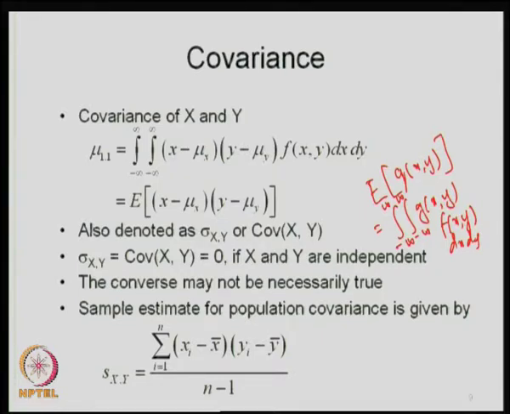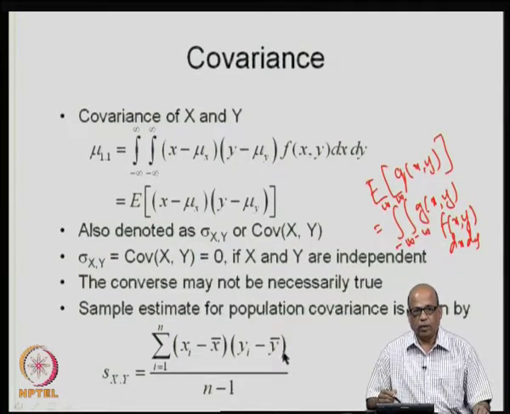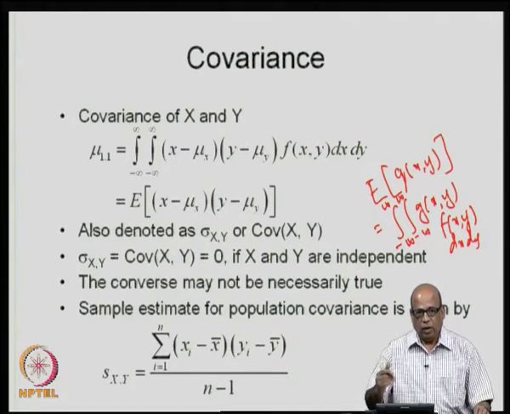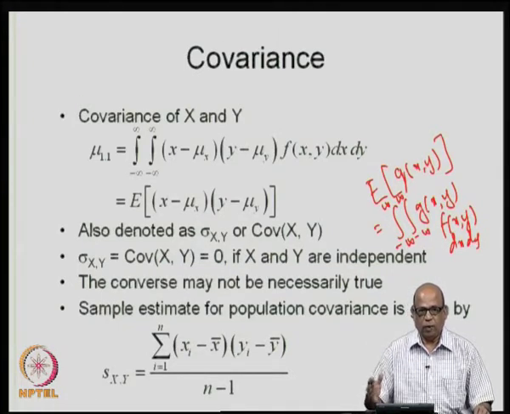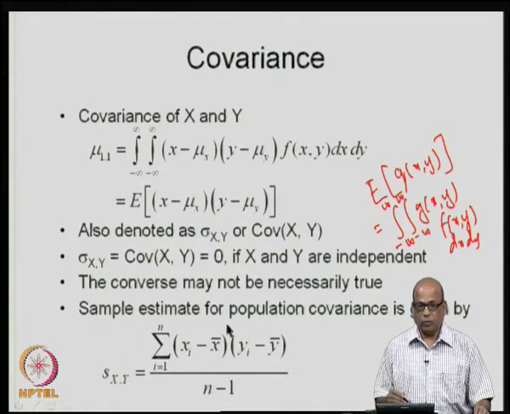And from this, again we write the sample estimate of the covariance as the sum of x i minus x bar into y i minus y bar, divided by n minus 1. So, you have n values of the observed values of x i and concurrent values of y i, and in which case you estimate the covariance as given by this expression.